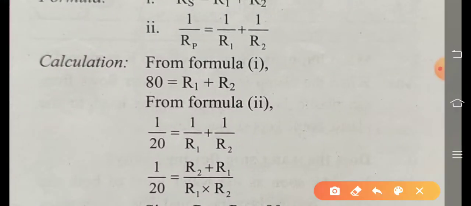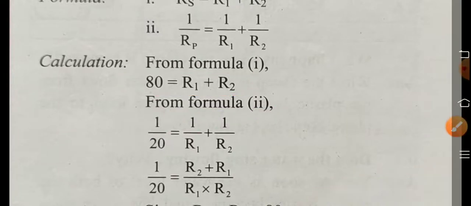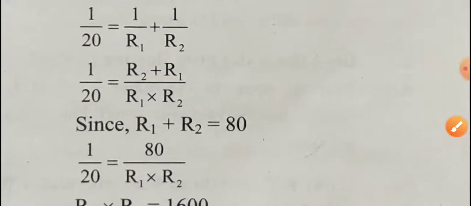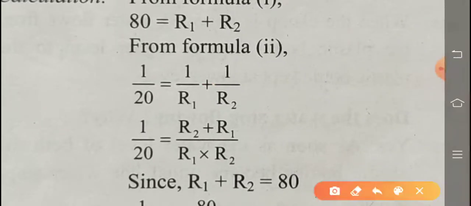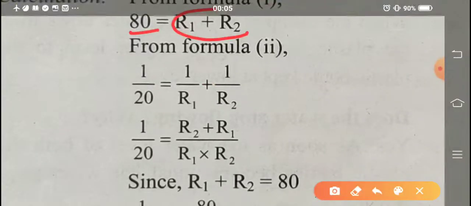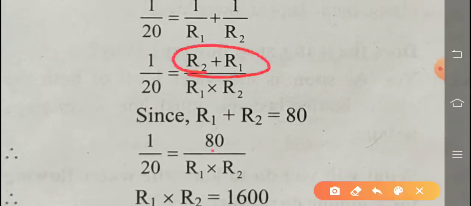Now by using this formula, from formula number 1, substitute the value of RS, so 80 is equal to R1 plus R2. From formula number 2, RP is given, so 1 upon 20 is equal to 1 upon R1 plus 1 upon R2. Here do the cross multiplication. So after cross multiplication, we are getting R2 plus R1 upon R1 R2. But R1 plus R2, we know the value in equation number 1. Clear? R1 plus R2, what is the value? 80. That value we substitute here.